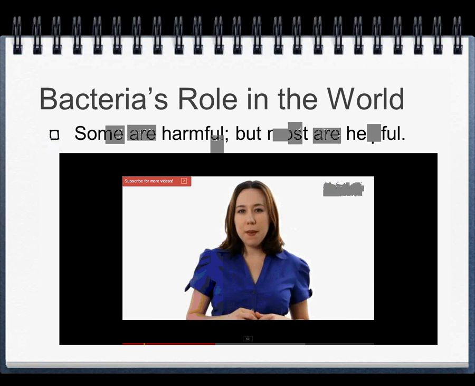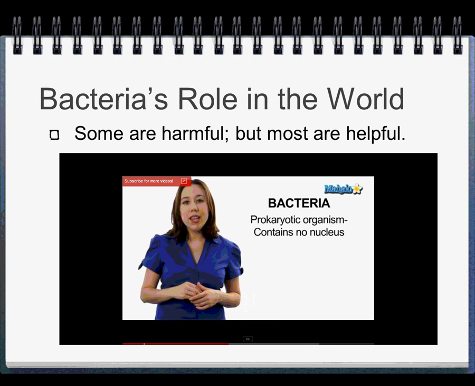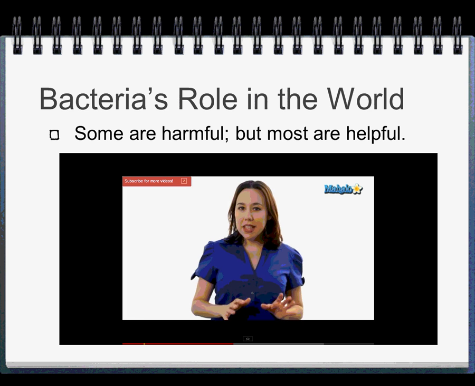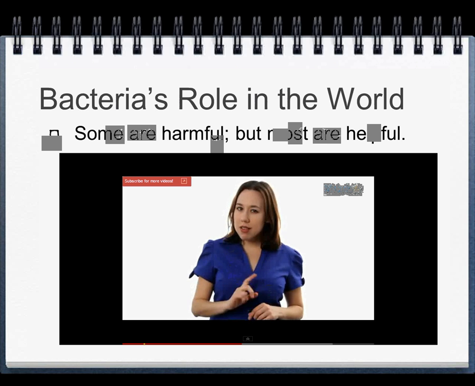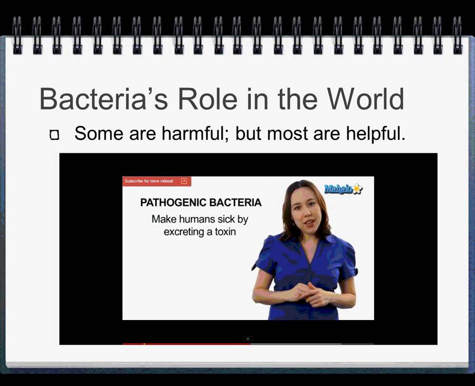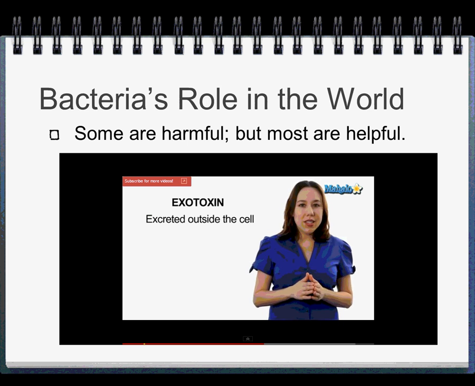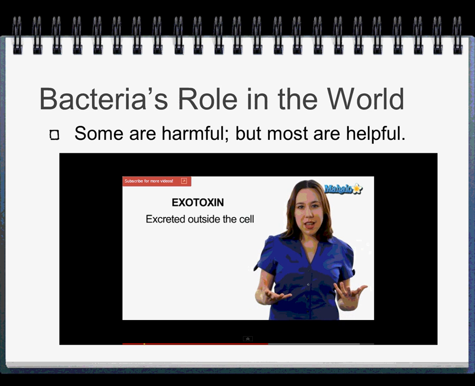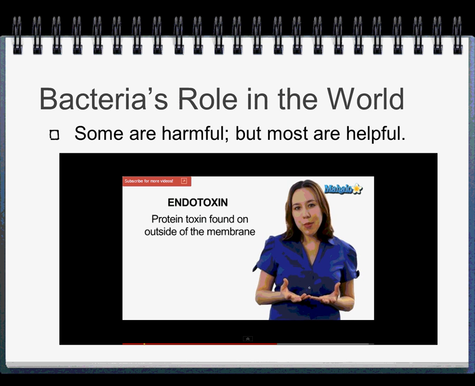So what is a bacteria? Well, a bacteria is a prokaryotic organism, which means that this single-celled prokaryotic organism does not have its DNA located in an organelle, like a nucleus. But even though the majority of bacteria are completely harmless to humans, there are some of those critters that are harmful, and we call them pathogens. Pathogenic bacteria make humans sick by excreting a toxin. Either it's an exotoxin or an endotoxin. Exotoxin is a toxin excreted outside of the cell. An endotoxin is going to be a protein toxin that's found on the outside of the membrane of the cell.